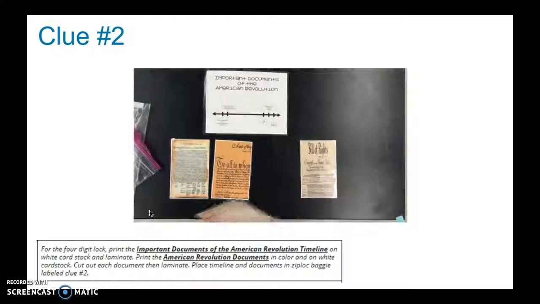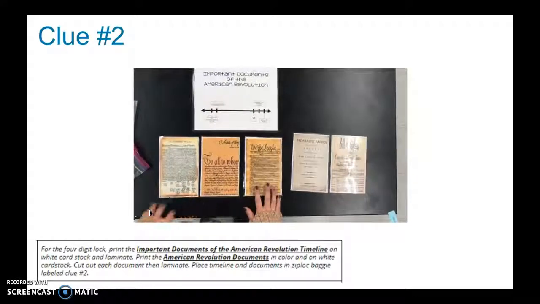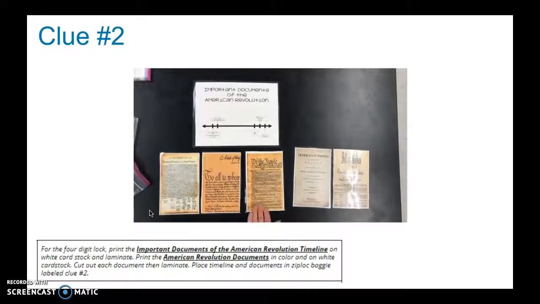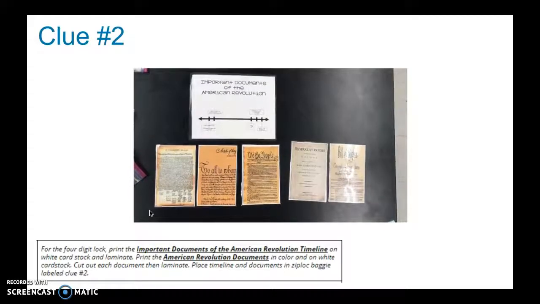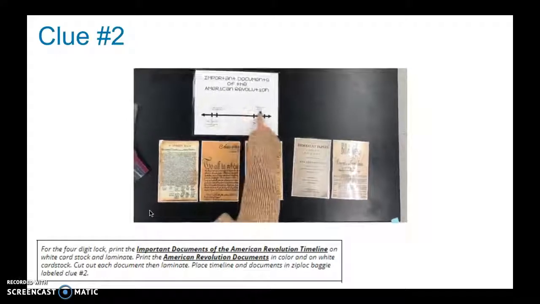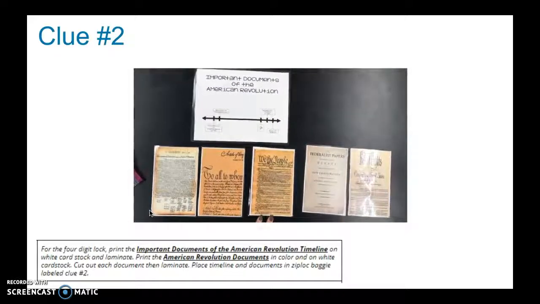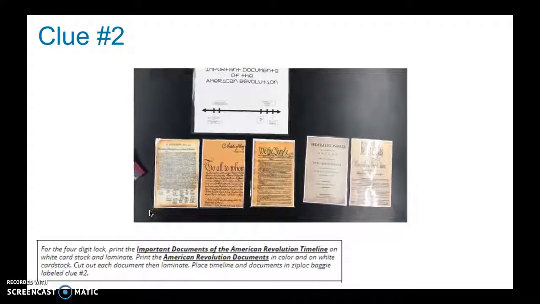The Federalist Papers, then the Bill of Rights. So this last card slips in for the question mark. And as you can see, it's a sample of the Constitution. We the People is a connection to the Constitution. Here we have the years 1776, 1788. So the answer to the 4-digit lock would be the year that the Constitution was written, 1787.